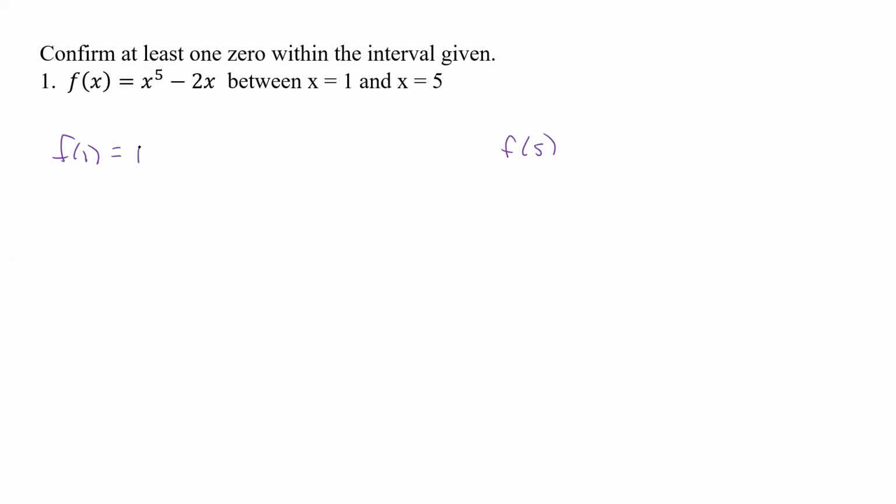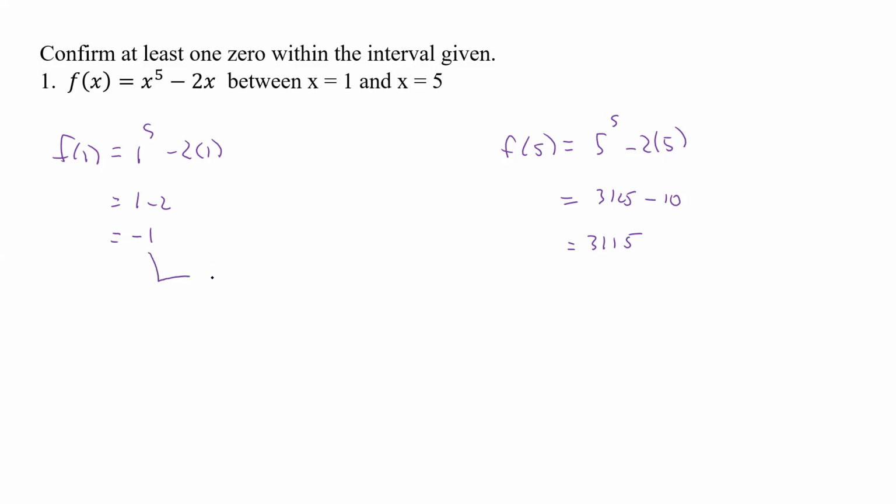So 1 here is going to be 1 to the 5th minus 2 times 1. Well, 1 to the 5th is 1. And then here's going to be minus 2, and so that gives me a minus 1. Okay, so when I do this one, hopefully we're going to get a positive. So if we do that, we have 5 to the 5th minus 2 times 5. Well, 5 to the 5th is 3125 minus 10. So that's going to be 3115.